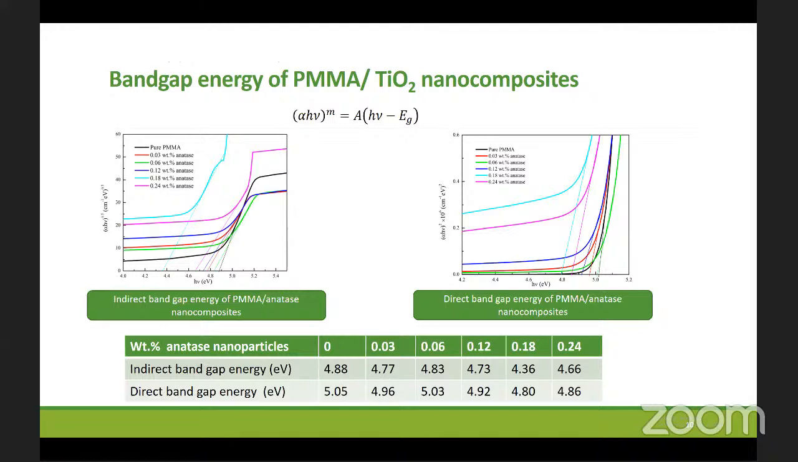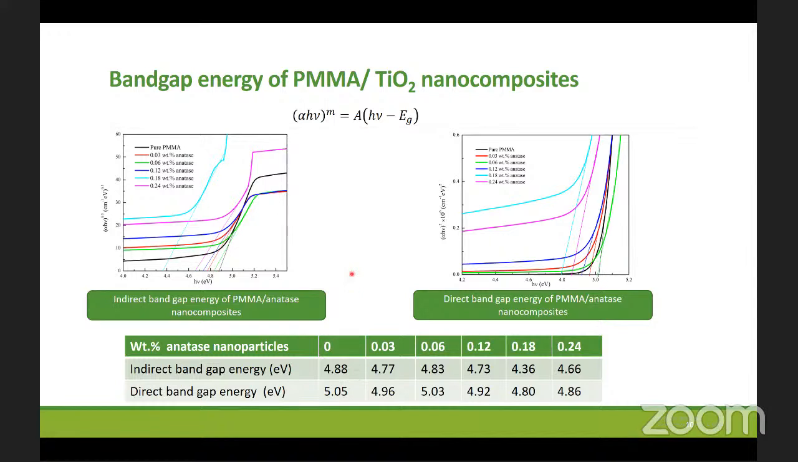The direct and indirect optical band gap energies of the PMMA anatase are calculated from transmittance spectra using the Tauc equation, where m is a constant that depends on the type of the optical transition. When m equals 2, it's the best value for fitting the allowed direct transition, and m equals 1/2 is for the indirect transition. It seems from the table that the pure PMMA thin films have 5.05 electron volts energy band gap for the direct transition and 4.88 electron volts for the indirect one.